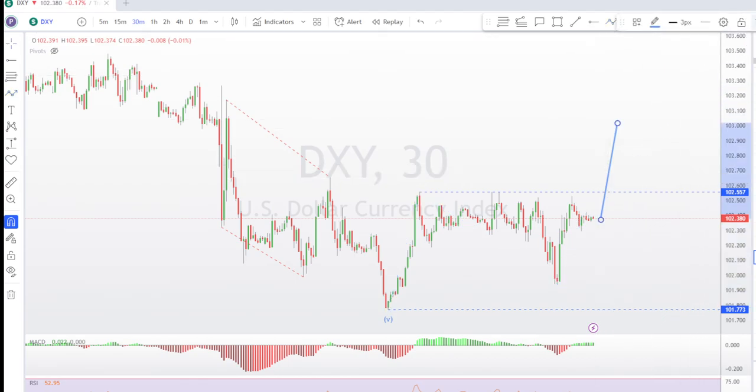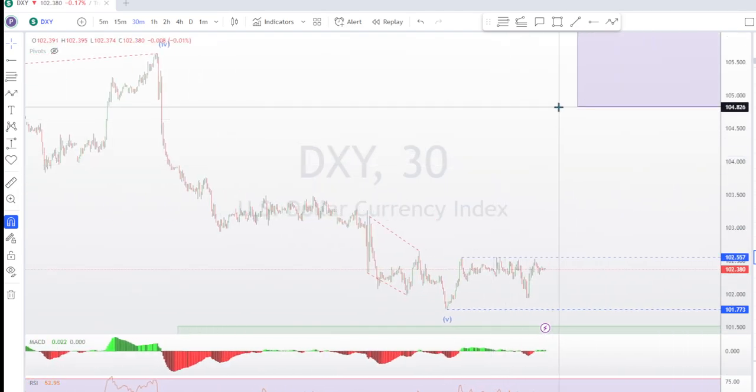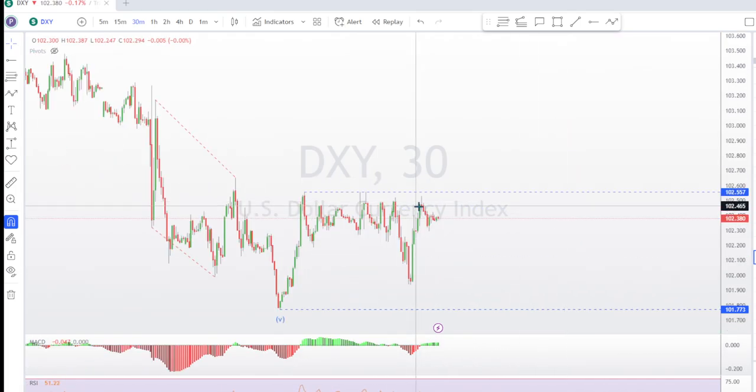But we need them to break this top first to give us some indication of what they're doing here. For right now, I see upside, and like I said before, at least coming up to this 104.83 level. And I said they could be going up as high as 108 to 110 even. But let's just focus on this area first and see how they break above here, how strong, and we can get a better indication of what they're doing.